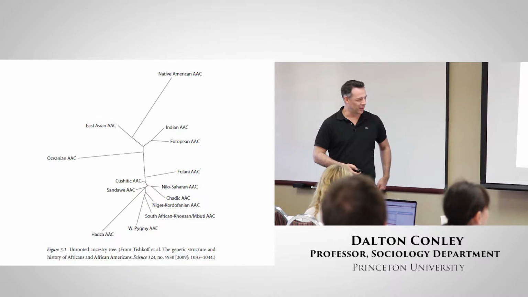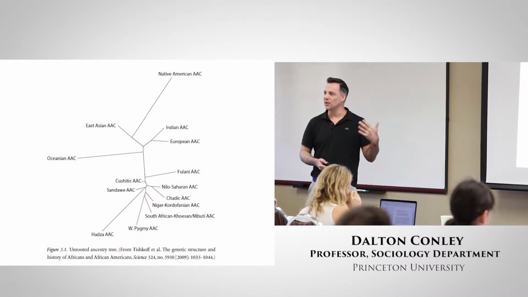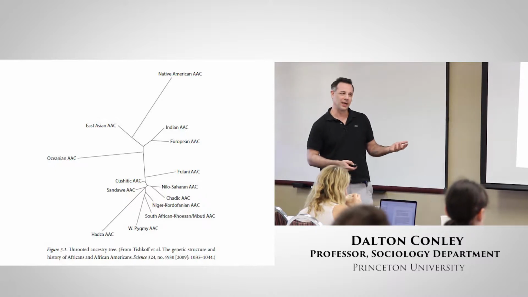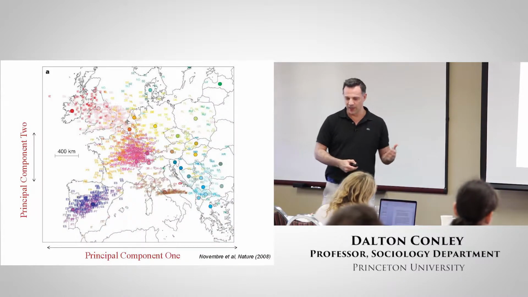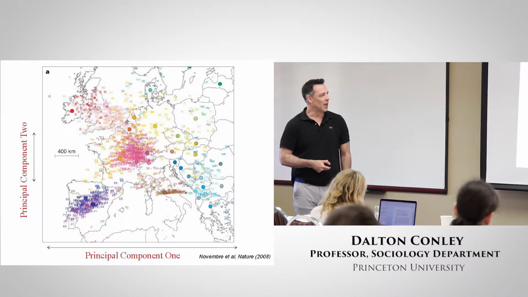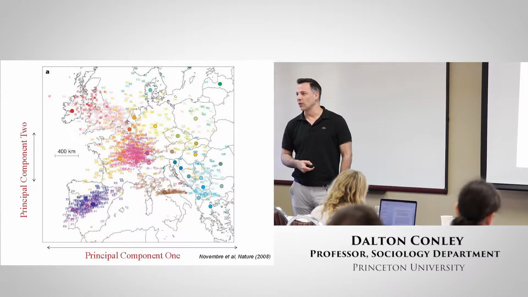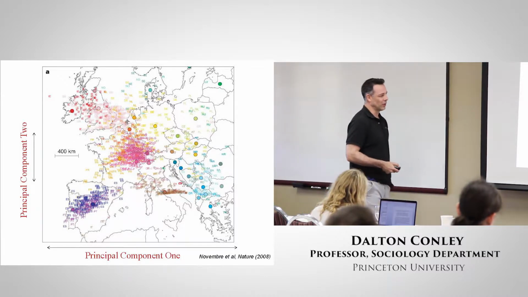So I think that this can be useful for understanding the sociology of race and the claims that race is entirely socially constructed. At the same time, I mentioned that ancestry is real, continental differences, population differences in allele frequency.